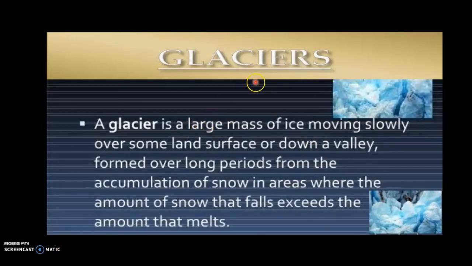So, what do you mean by glaciers? A glacier is a large mass of ice moving slowly over some land surface or down a valley, formed over long periods from the accumulation of snow in areas where the amount of snow that falls exceeds the amount that melts.